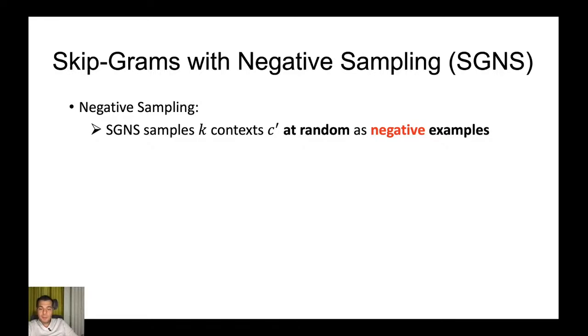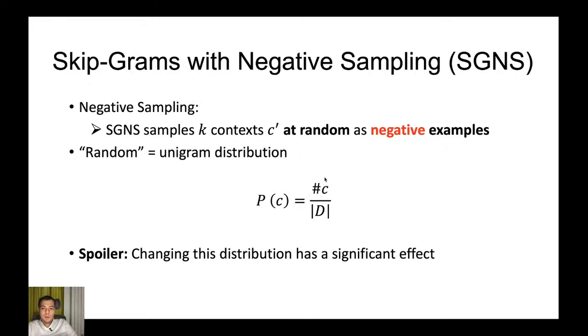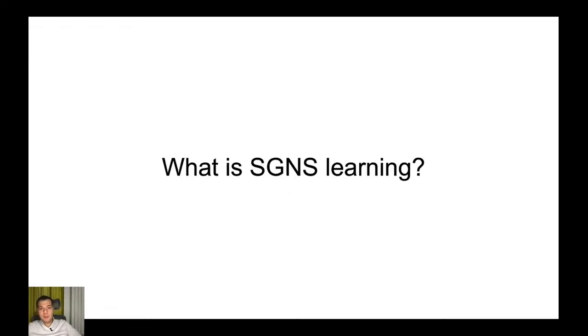So this part is called negative sampling. For minimizing the function in the previous slide, they sample a number of K contexts, which are randomly sampled and used as negative examples. And in order to sample these, you see the word random here, which means they are using a unigram distribution. So they consider the distribution of the counts of words in the document, and they sample according to this probability for the context word C. One important aspect here is that changing this distribution has a significant effect, and actually they apply a slight change to this distribution that improves the model by a significant margin.